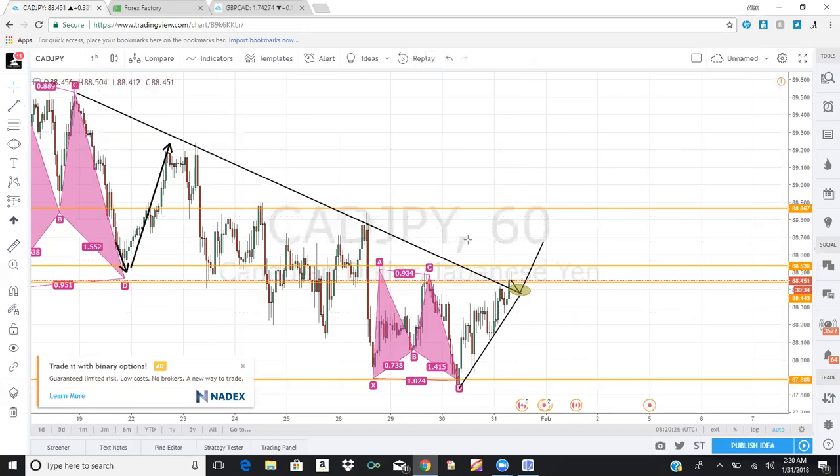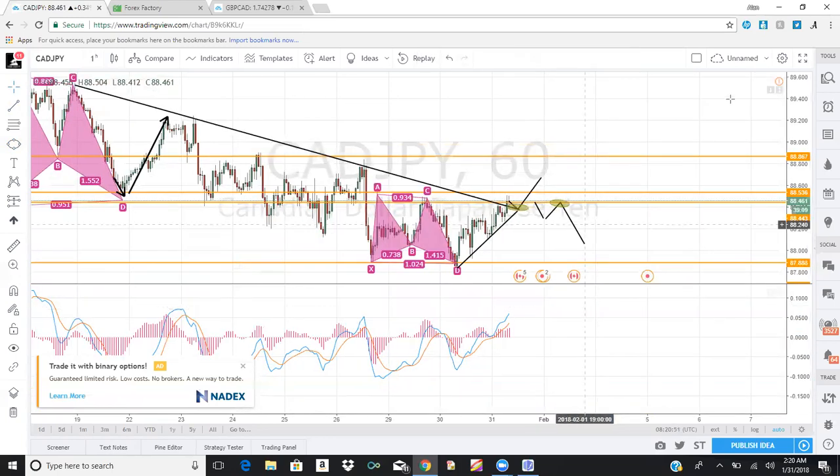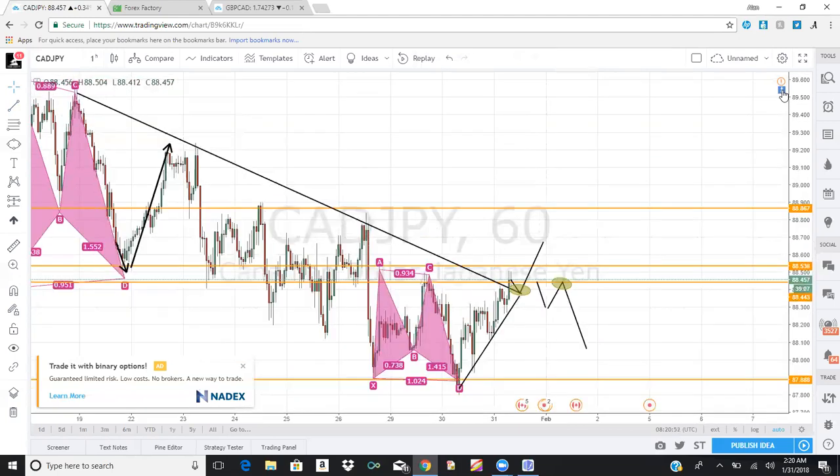If it breaks down more and then does a retest on this level, we're looking for a sell. Our entry would be around here. But yeah, that's what we got so far.